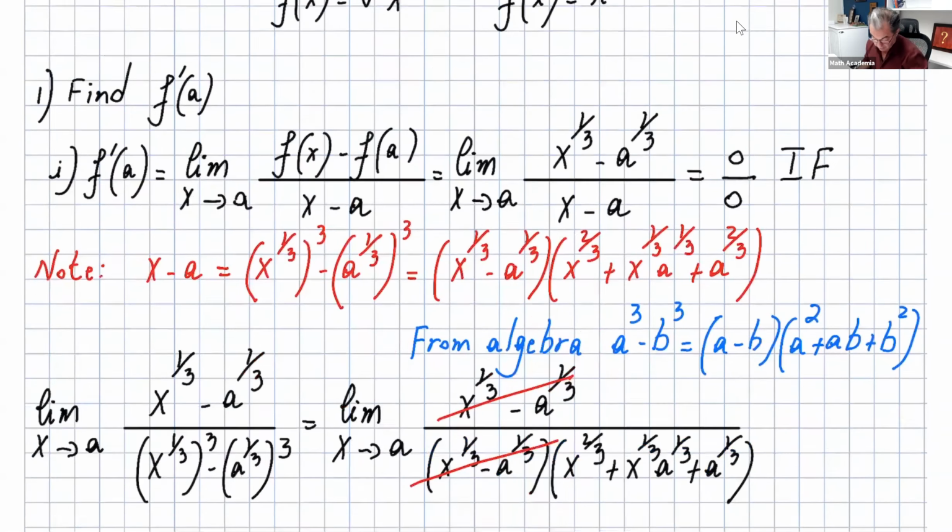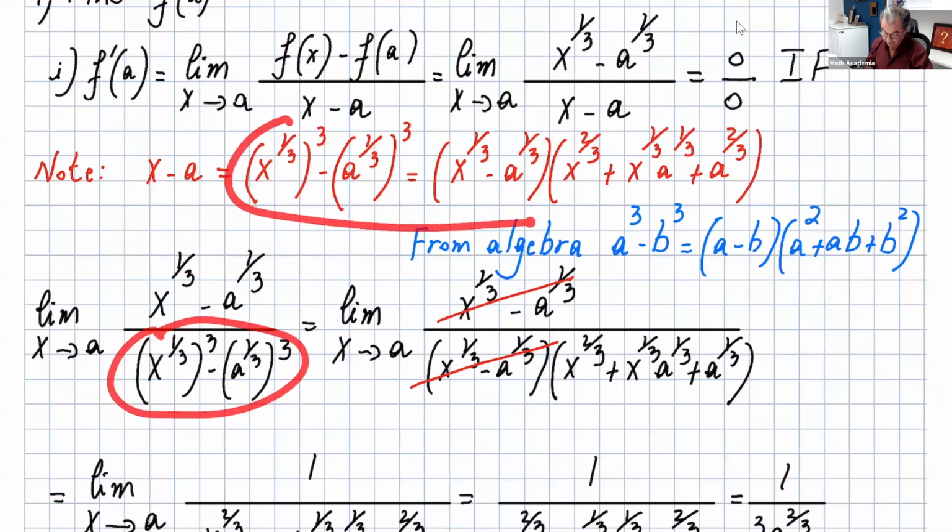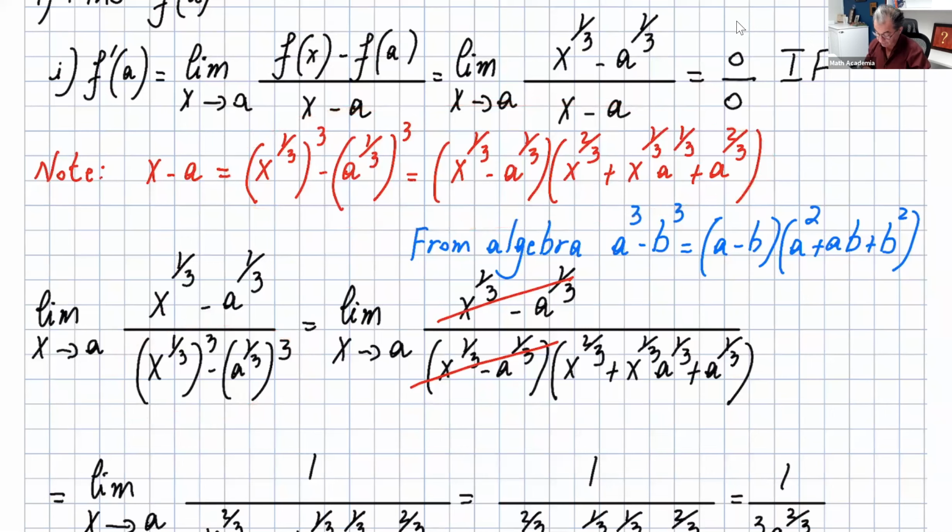So why did we do this? Instead of x minus a, we can write this as x to the power of 1/3 cubed minus a to the power of 1/3 cubed. Now we can factor this by using again the difference of two cubes formula. So that can be written as x to the 1/3 minus a to the 1/3 times x to the 2/3 plus x to the 1/3 times a to the 1/3 plus a to the 2/3.